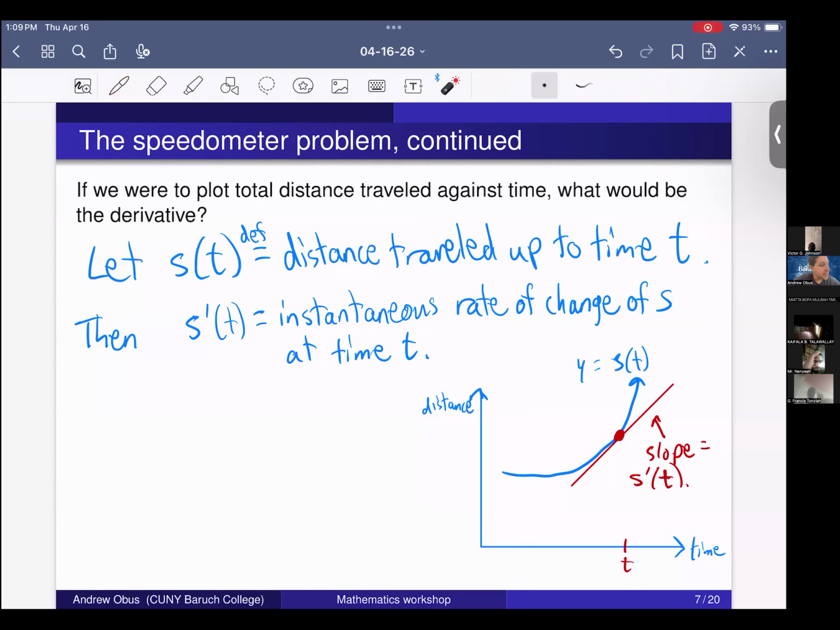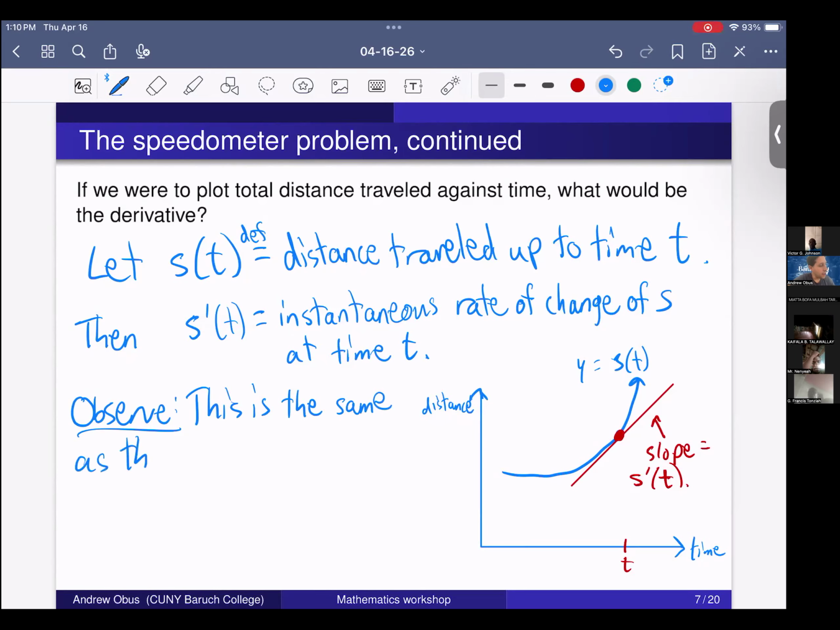So s prime of t is the instantaneous rate of change of the distance at time t. How fast is distance changing with respect to time? But we have another word for this. When we talk about the rate of change of distance, or the rate of change of position, that has a name in physics. That name is speed or velocity, right? So observe, this is the same as the velocity.